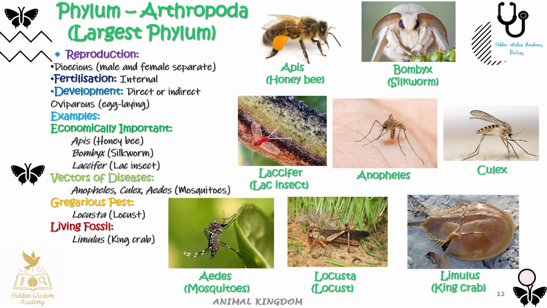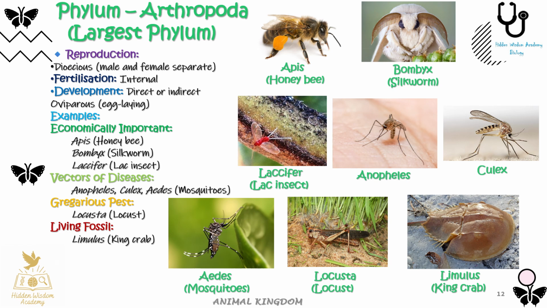Now, let's look at some important examples. Economically important arthropods include Apis, the honeybee, Bombyx, the silkworm, and Laccifer, the lac insect. Vectors of deadly diseases are Anopheles, Culex, and Aedes, mosquitoes that spread malaria, filariasis, and dengue respectively.